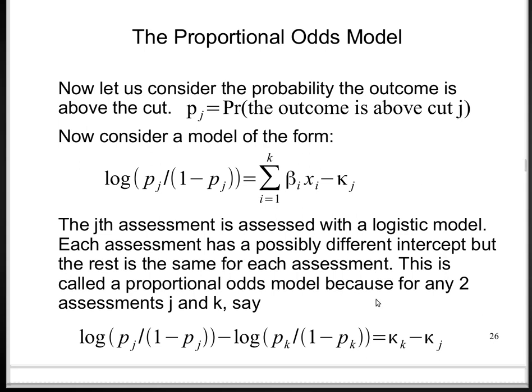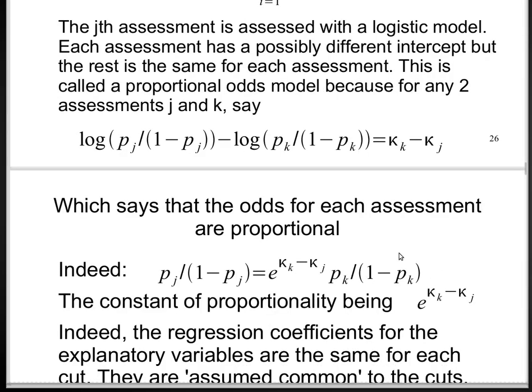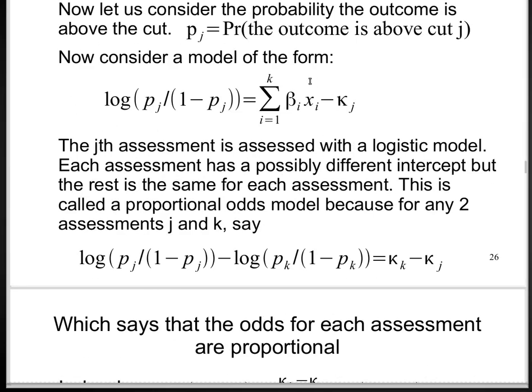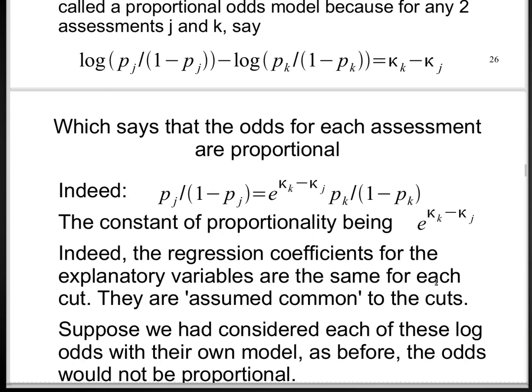And the term proportional here, I'll briefly point out to you, comes from the fact that if we compare any two log odds here, or the corresponding odds, we see they are proportional. So there's a little bit of lingo here. We can see that if in fact we are prepared to use this model, then we are making an assumption of proportionality with regard to the odds. And the constant of proportionality in the literature is this exponent of the difference between the kappas.